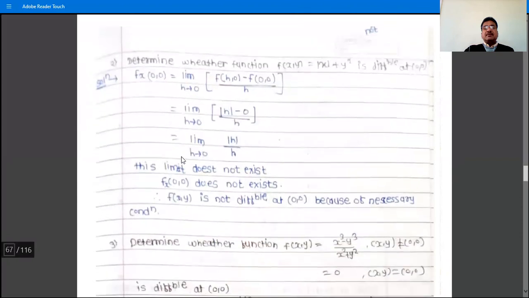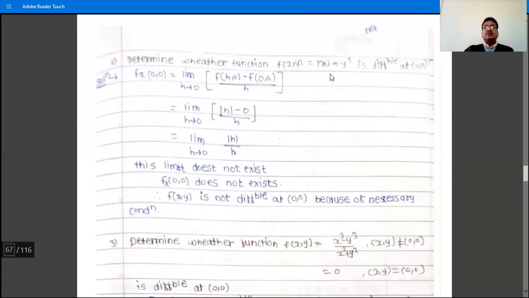Next problem is to determine whether the function f(x, y) = |x| + y² is differentiable at (0, 0). So fx(0, 0). What is fx(0, 0)? It is the limit as h tends to 0 of [f(h, 0) − f(0, 0)] divided by h, by using the definition of the partial derivative with respect to x at (a, b).